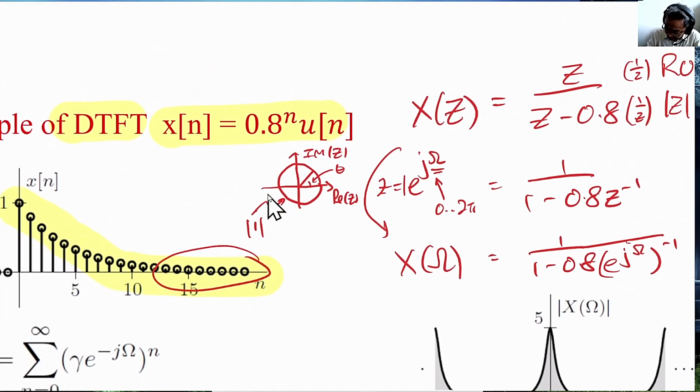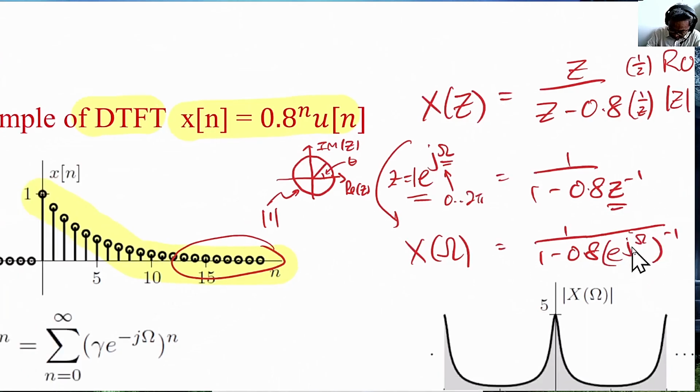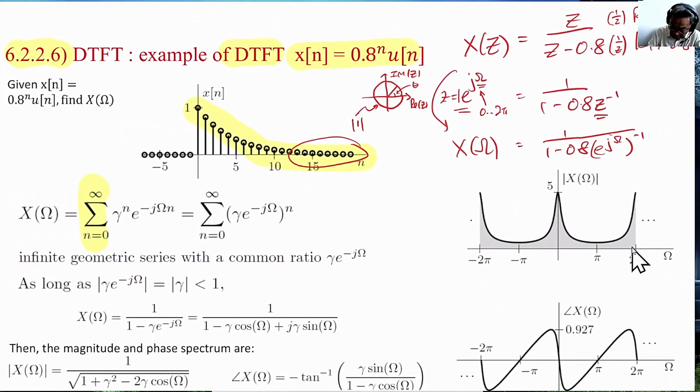Now, when we substitute Z as e to the j omega into this expression here, isn't this simply 1 over 1 minus 0.8 times Z to the minus 1, with Z being e to the j omega? You will see that it is exactly this equation that we have written over here: 1 over 1 minus gamma, where gamma is 0.8, times e to the minus j omega.